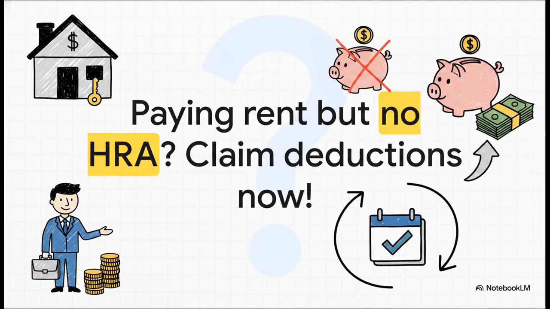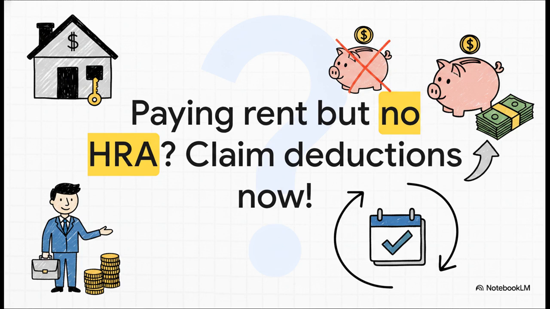You're a self-employed professional, a business owner, or maybe an employee with a salary structure that just doesn't include a house rent allowance. You're paying a pretty hefty amount of rent out of pocket every single month just to keep a roof over your head. Now, without an HRA, a lot of taxpayers mistakenly assume they're completely out of luck. And honestly, that oversight leaves some significant tax savings on the table year after year.